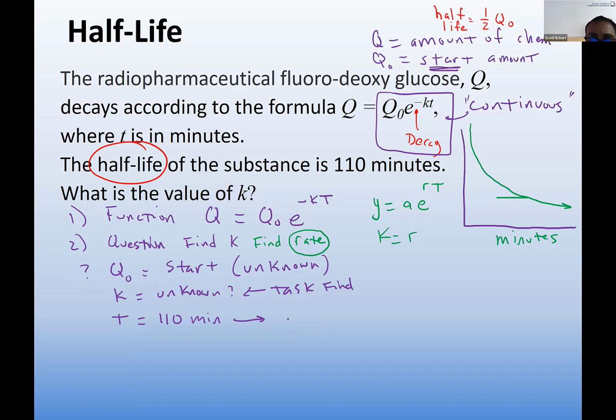What is the half amount? Can somebody give me a formula? This is the same formula they have, except for half Q. Exactly. Q naught. Yeah, it's 1/2 of the Q naught. Now I don't know how much the half amount is, but I do know the formula.